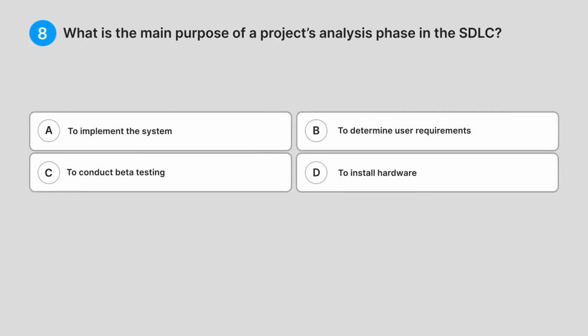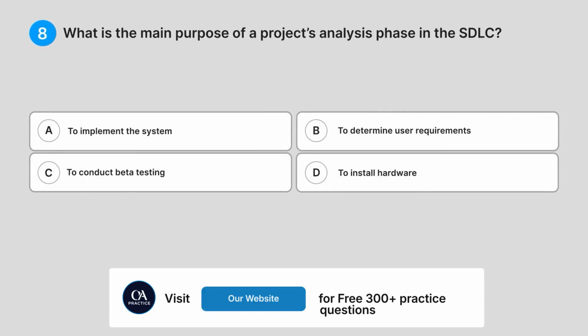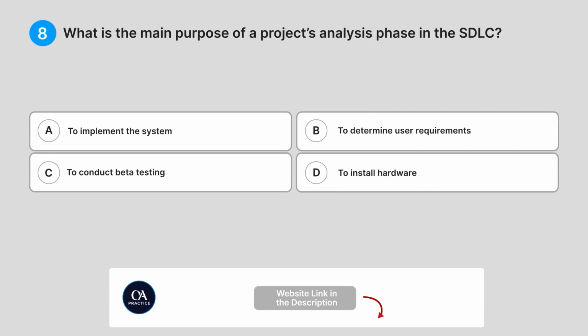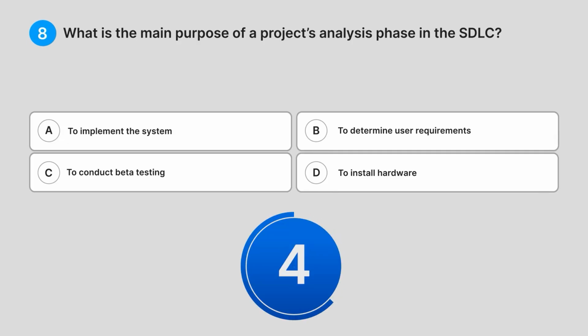8. What is the main purpose of a project's analysis phase in the SDLC? A. To implement the system. B. To determine user requirements. C. To conduct beta testing. D. To install hardware. Do you know the answer?